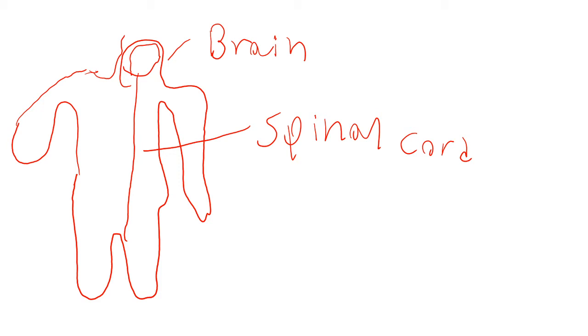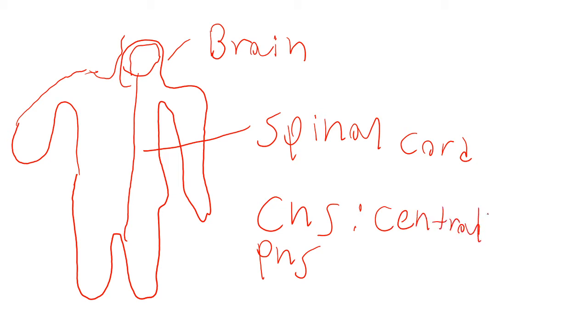And now we have two different things. We have CNS and PNS. CNS is the central nervous system. You've probably heard of this. And this one is the peripheral nervous system.